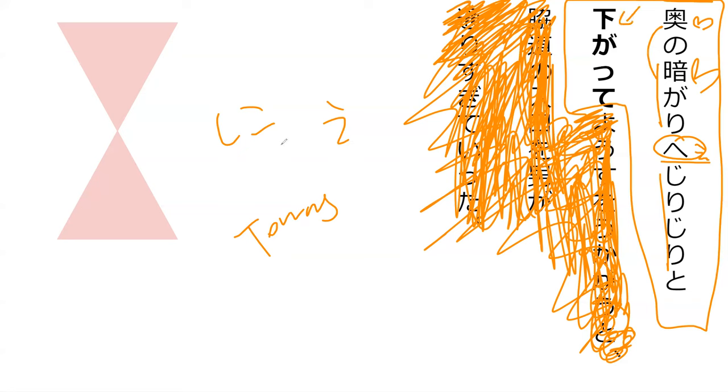I forgot what garie means. So yeah, this e is basically the same as ni, so it means towards. And kuragari is like the darkness. So towards the depths of the darkness, I slowly sagatte. I see. So I slowly retreated into the depth of the darkness.